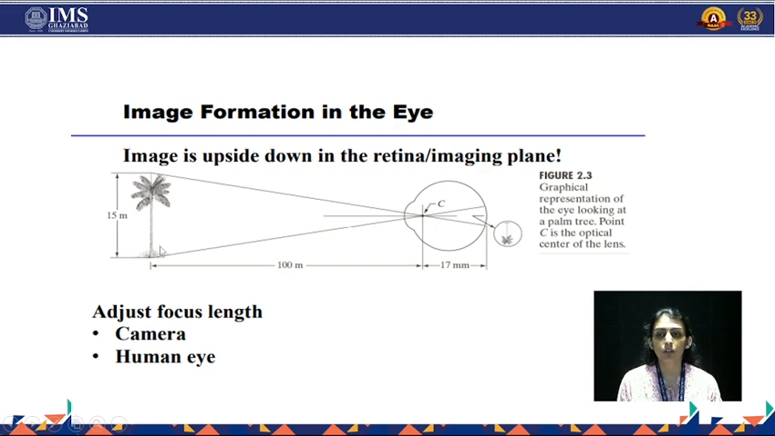We have a particular object, and this is an eye. The eye perceives the object. The eye has a lens, and that lens works in the same way as a hardware lens works. As a normal lens works, similarly the lens in the eye also works. It first captures an image, and then the image of the object is formed. Now you can see the graphical representation of the eye, which is looking at a palm tree.